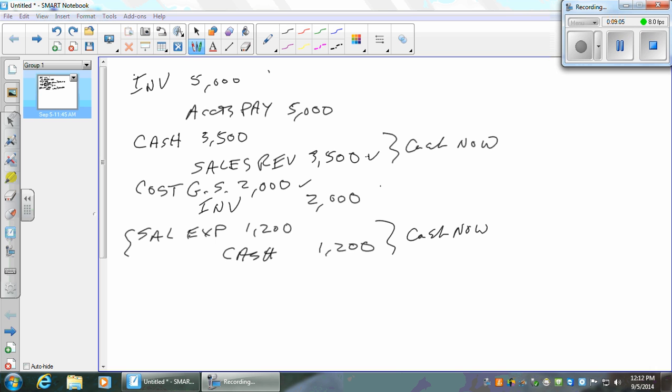What do I mean by realizable? Realized or realizable? What does realized mean? I got the cash. What does realizable mean? I'm going to get the cash. It's highly probable. If I got the cash already, I already realized it. So that sale was debit cash, credit sales revenue, I realized it. This one, debit accounts receivable and credit sales, is not realized yet, but it's realizable.